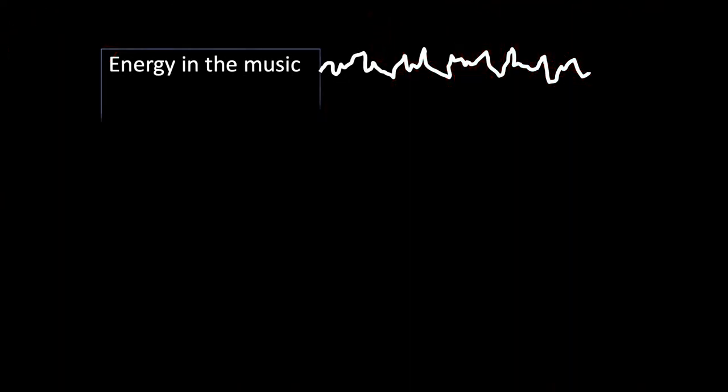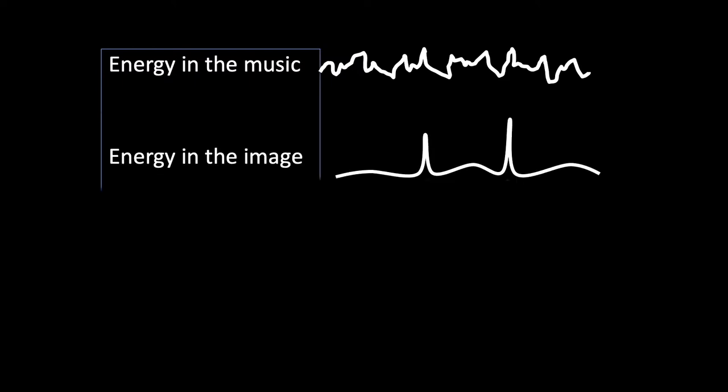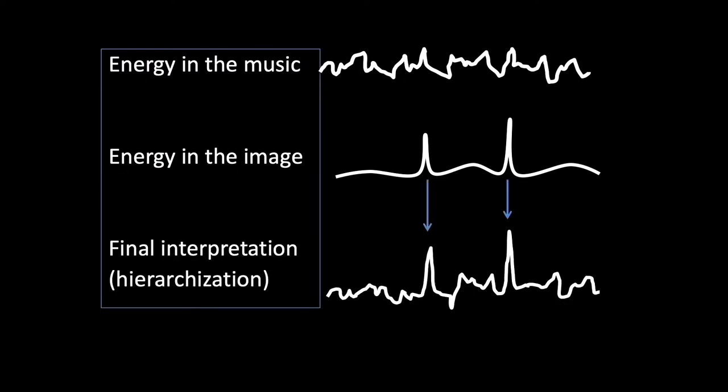The first example is from a piece called Etignis Involvens. The music itself is extremely gestural. Every moment there is some sort of articulation in the energy, some progression. So by adding image, what I try to do is to have different energies moving around that would amplify the energy in the music and give it a new meaning. The energy in the image will provoke a final interpretation or a hierarchization of the gestures in the music.